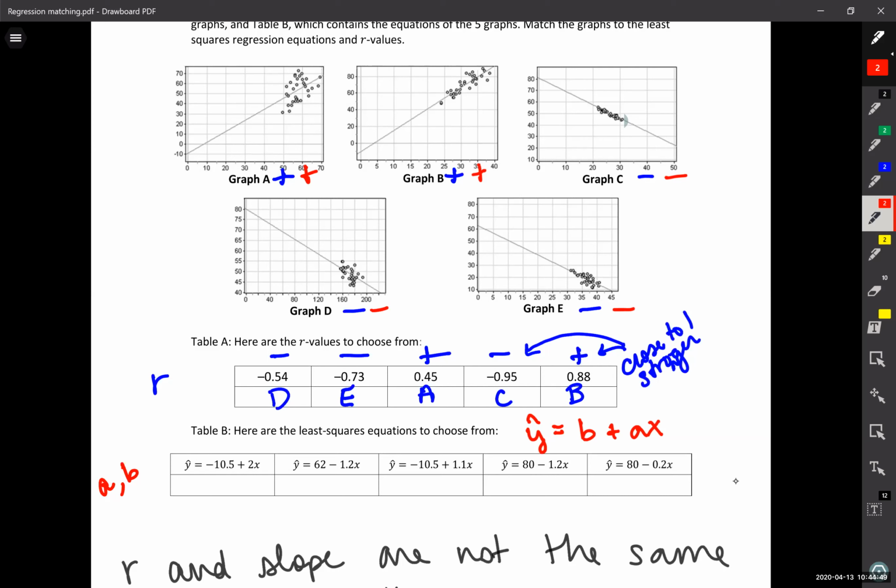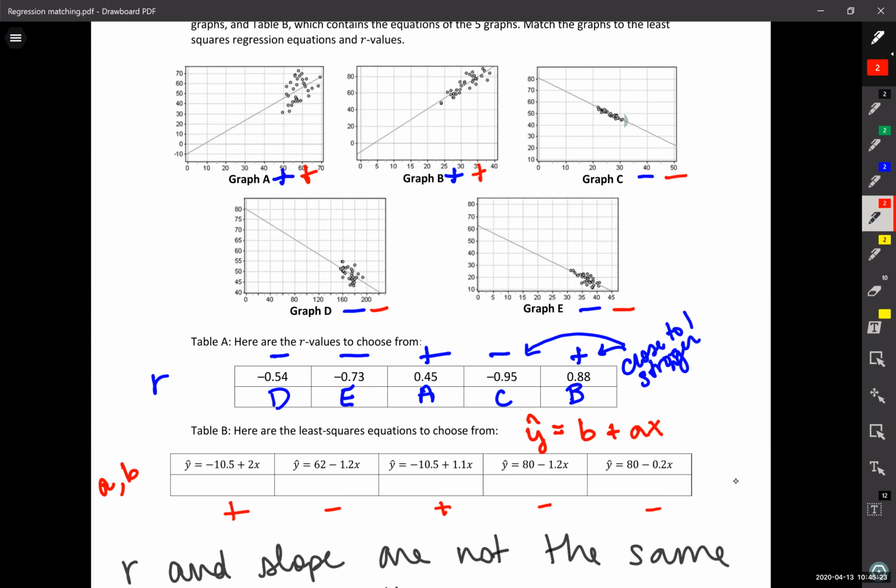Okay, so again, I'm going to start with the positives because there's 2. So it'll be, hopefully, easier to narrow down. Maybe not. I don't know. We'll give it a try though. Okay, so here I have this guy and this guy. Those are the positive slopes. And then negative slope, negative slope, negative slope. So I'm looking at the first and third equations, and I'm comparing them to graph A and B.